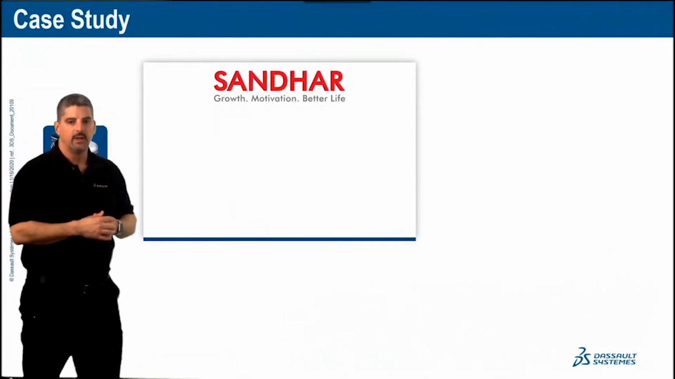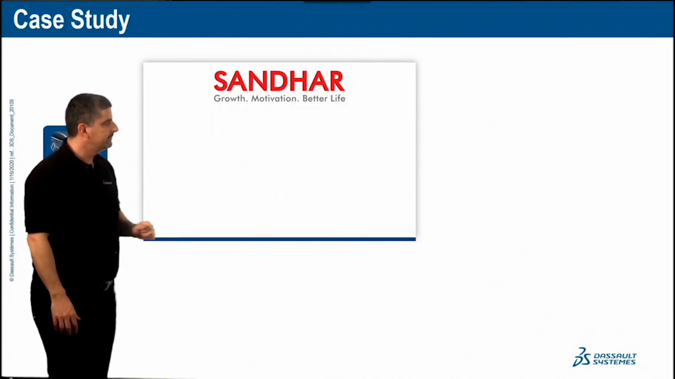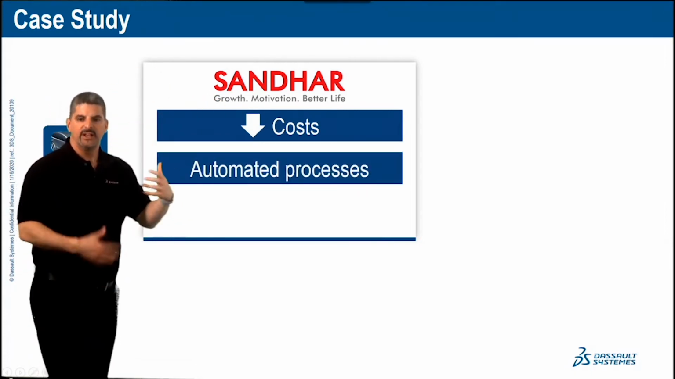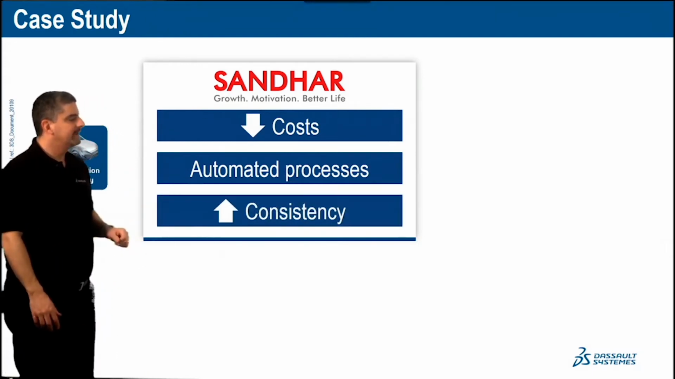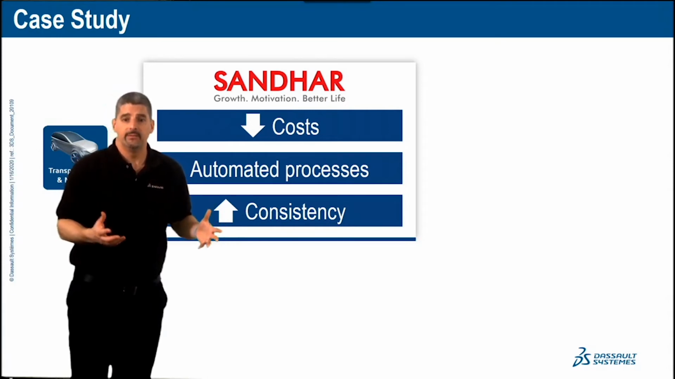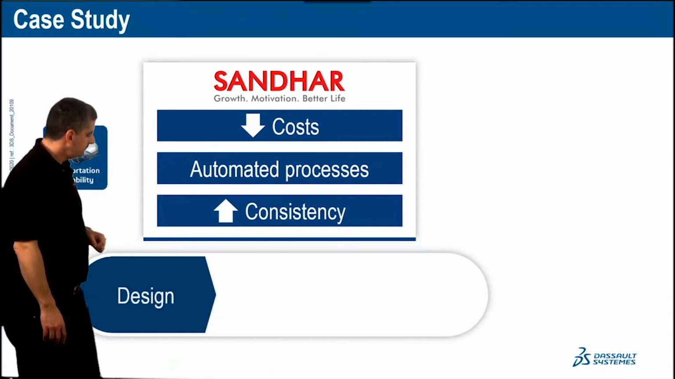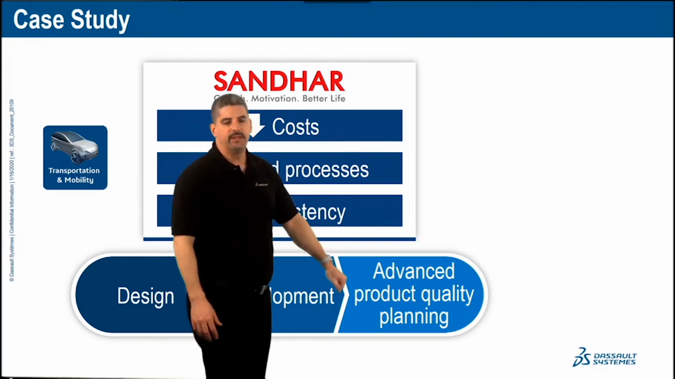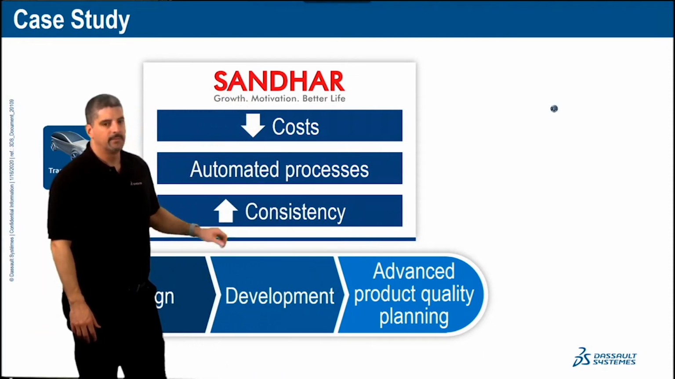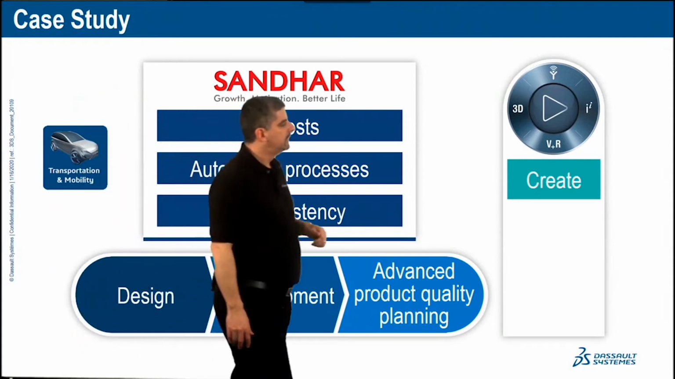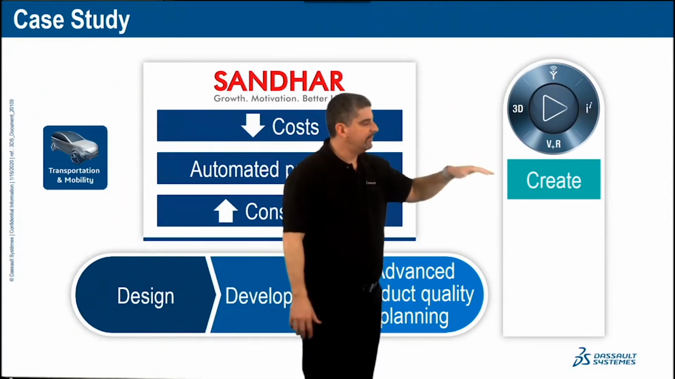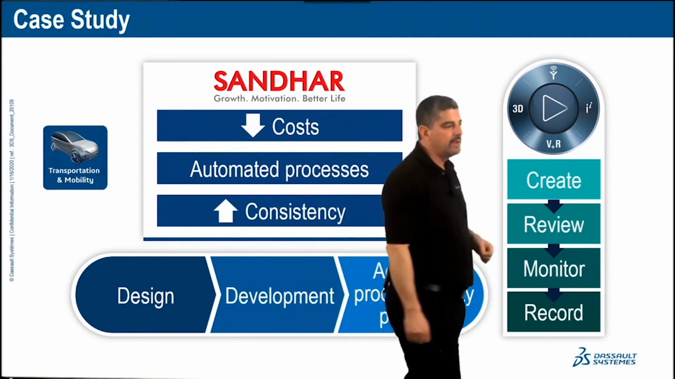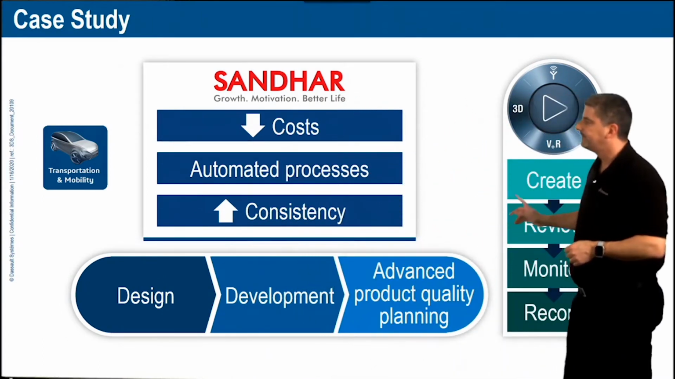Here's Sandhar. Sandhar is a transportation mobility component designer and supplier. And just like everybody else, they want to reduce their costs, and try to have some standardized processes, some automated processes, and consistency between what everyone is doing. Who doesn't want that, right? Well, they wanted that, from design through development, and of course, into their APQP product planning. So they adopted the platform and brought in templates and standards and so on for project control, for creating, for reviewing, for monitoring and recording of what's going on. So they have records and so on. And they implemented this capability. And here's what they had to say.